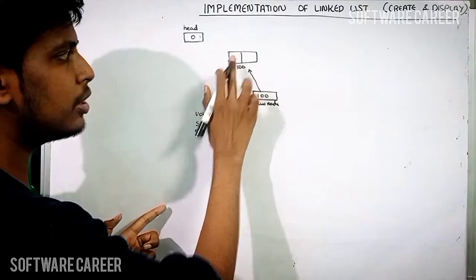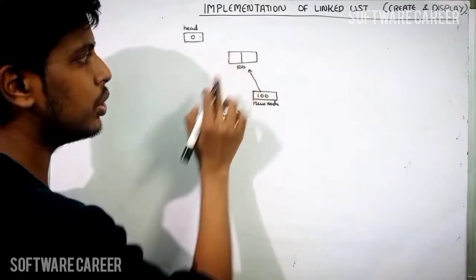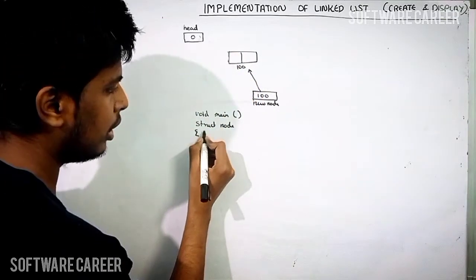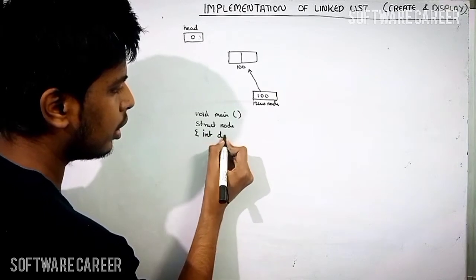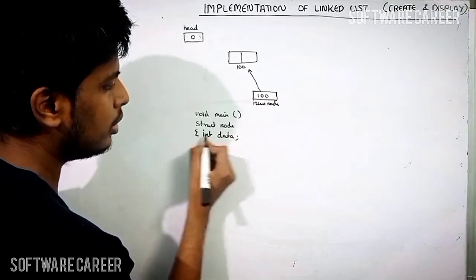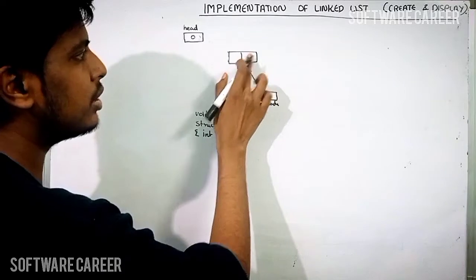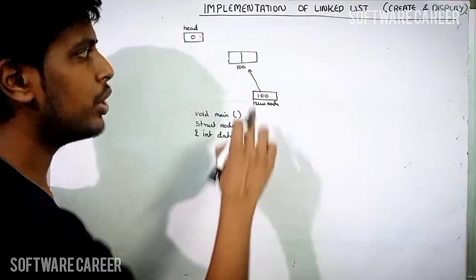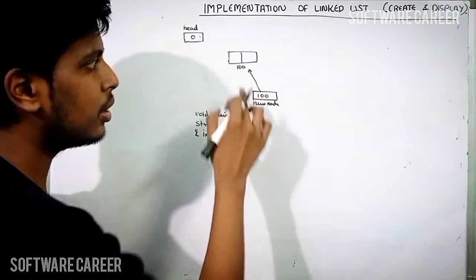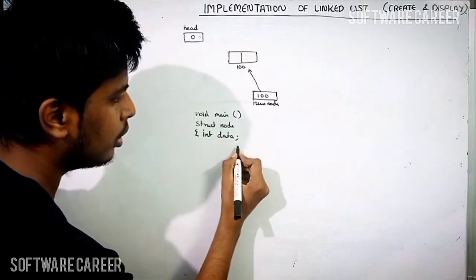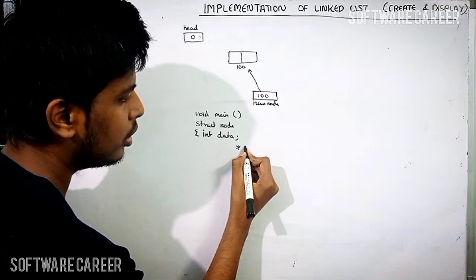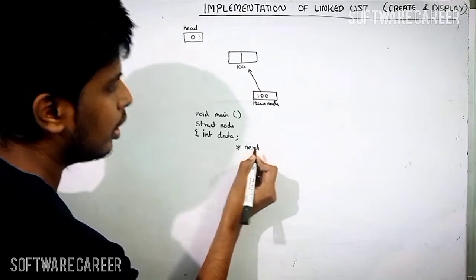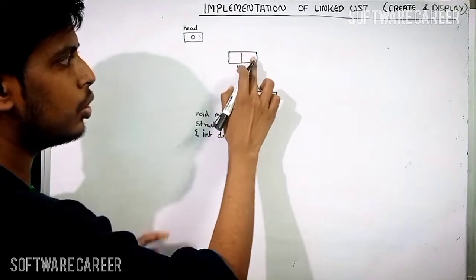Now see, first part is data part, and the data value you store is integer. So see here, I am writing int data. This int is integer. Now see, now next is pointer part. Now that pointer I am naming as next. You can name it as anything, but I am naming it as next. So I am creating a pointer next. That next is pointing towards a next node.